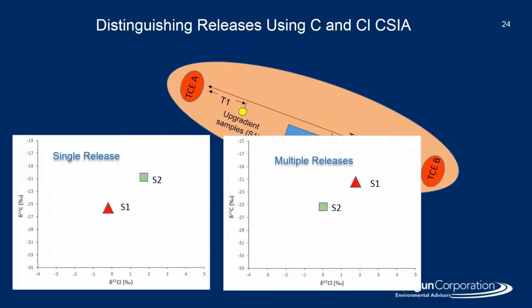But what we observed was different. The up gradient samples were more positive than the down gradient samples, which means that TCE-A and TCE-B are two different releases.